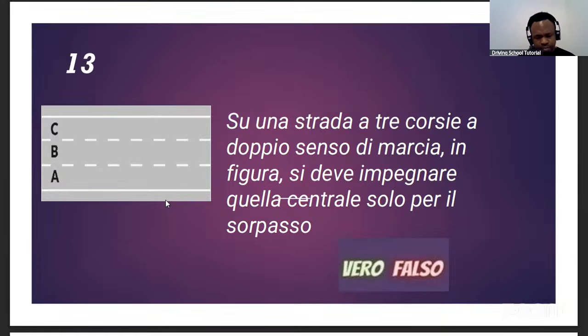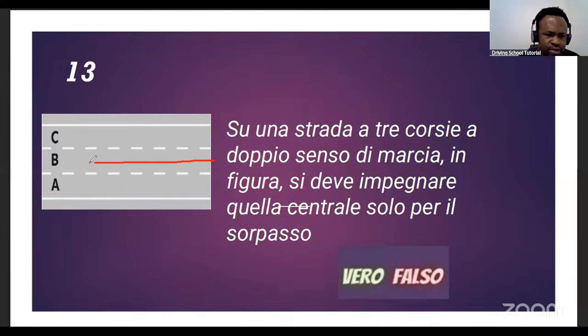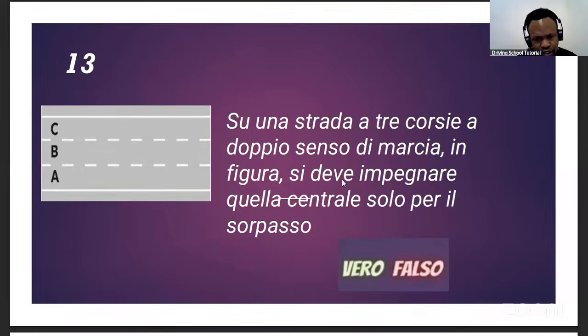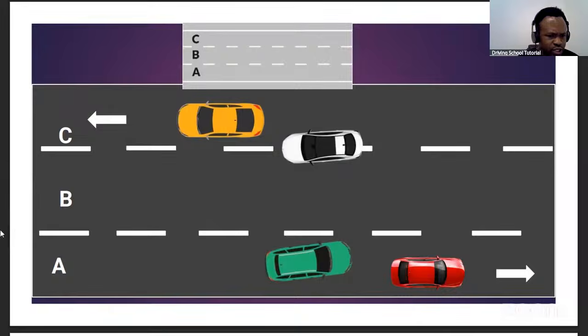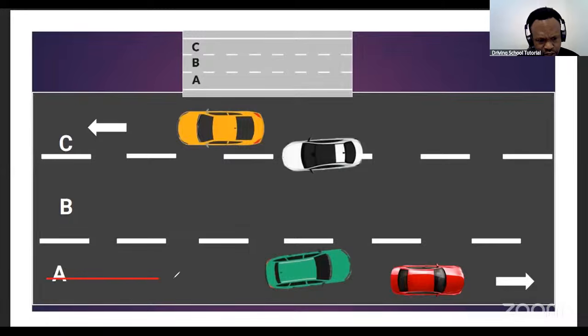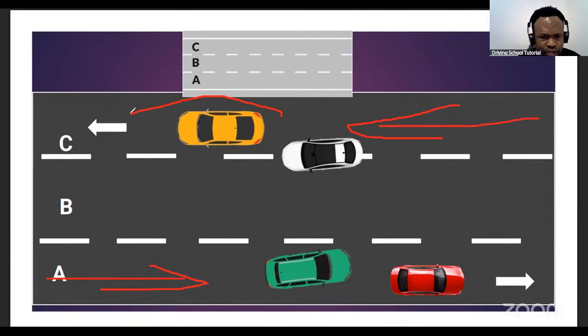Okay, so the question is this: in this kind of carriageway represented here, the middle lane is reserved only for overtaking. And I will tell you the answer is vero. Why? Because this is the type of road they are referring to. In this type of road, these vehicles are moving towards this direction, and these vehicles are moving towards this direction. So this is a vehicle and this is a vehicle.